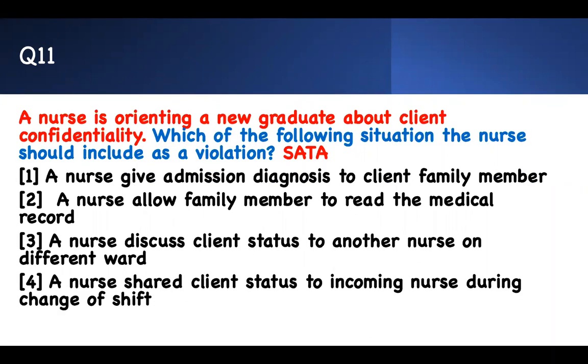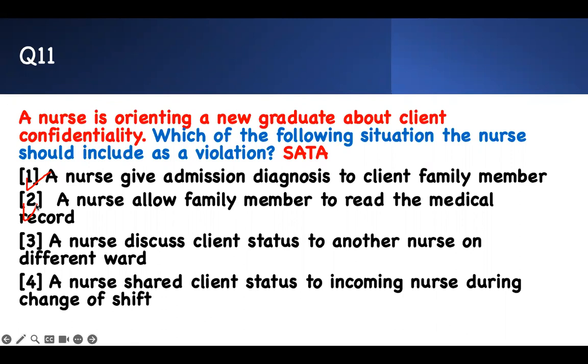A new graduate about client confidentiality. Which of the following situations should the nurse include as a violation? Select all that apply. A nurse gives admission diagnosis to a client's family member. Red flag there, right? You can't do that without patient consent. A nurse allows a family member to read the medical record. Bad, without patient consent.